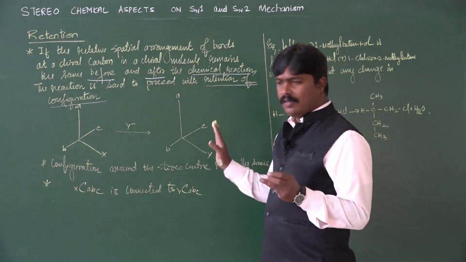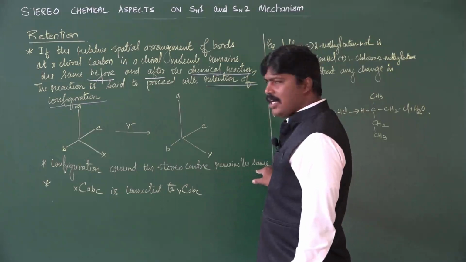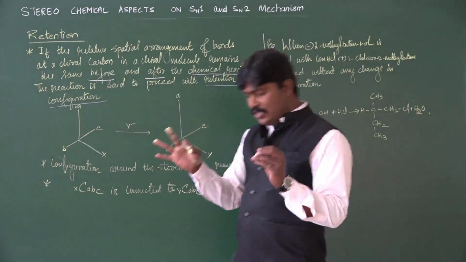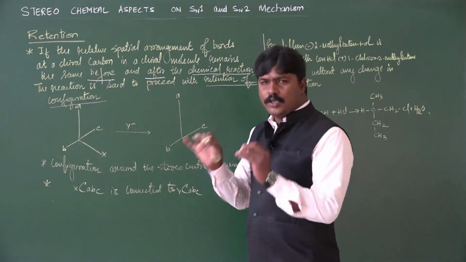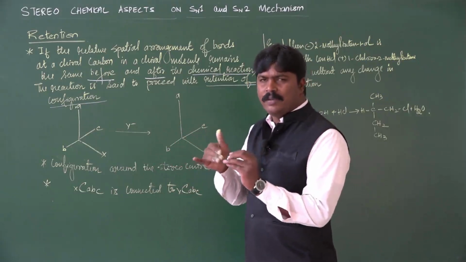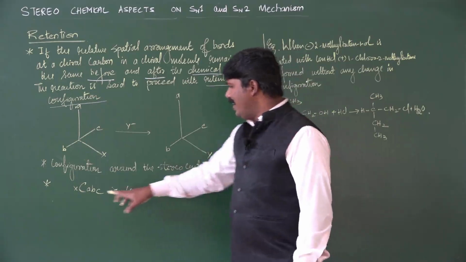The structure remains the same. So we write here, the configuration around the stereo center, around the chiral carbon, remains the same. Therefore, it is called retention. You may attack a nucleophile, you may bring a nucleophile, but the nucleophile will not disturb the configuration around the stereo center. It just replaces a halide, and that is what it forms.